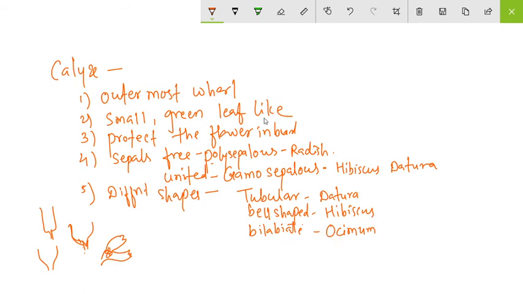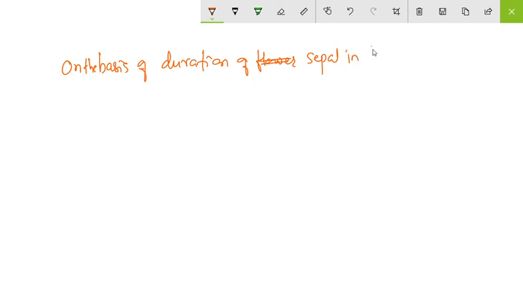Okay, so on the basis of duration of sepals in the flower, the calyx is of three types. Number one, that is the caducous.